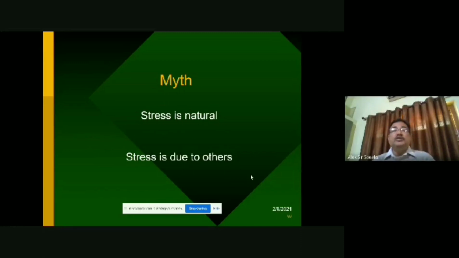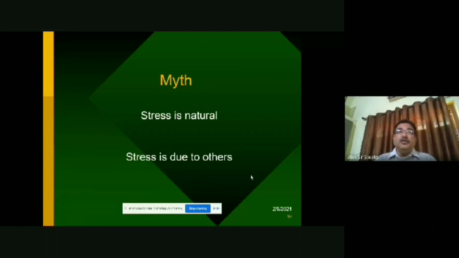Please remove this wrong belief system from your mind if you have it, because stress is not normal, stress is not natural. Stress may be common in many of us, but it is not a natural phenomenon. When a child takes birth, he or she is also a human being, but doesn't suffer from any stress. Had it been natural, even the newborn child would have stress. So it is not natural. Stress is natural is a wrong belief system.